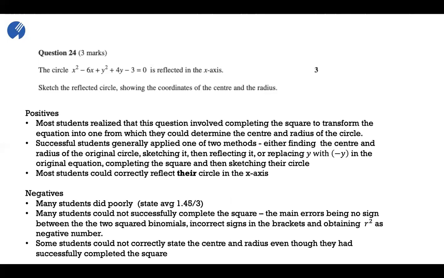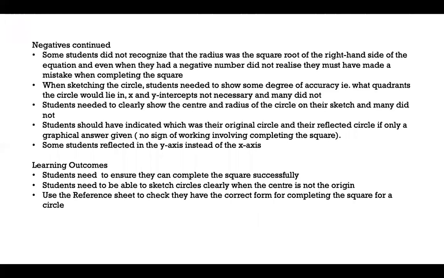Some students who did successfully complete the square couldn't state the centre and radius. They gave the wrong signs. Some students did not recognise that when they got a radius squared being negative on the right-hand side, they must have made a mistake when they were completing the square, and they never went back to have a look to see where they'd made the error.